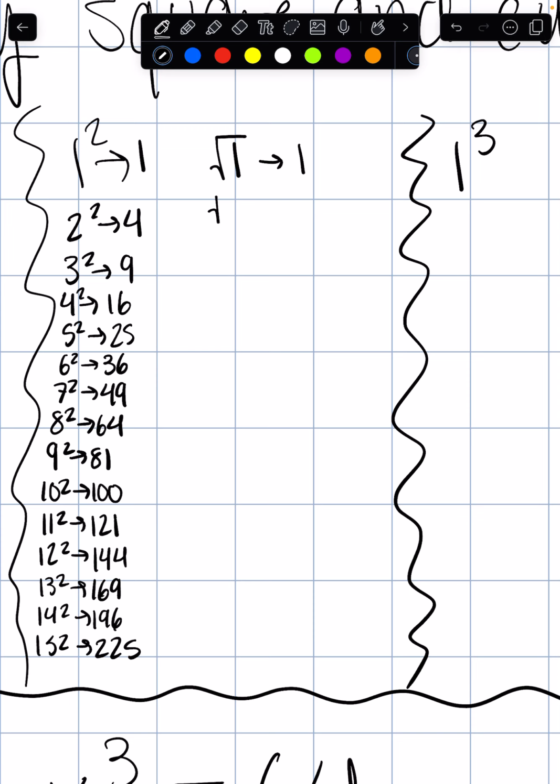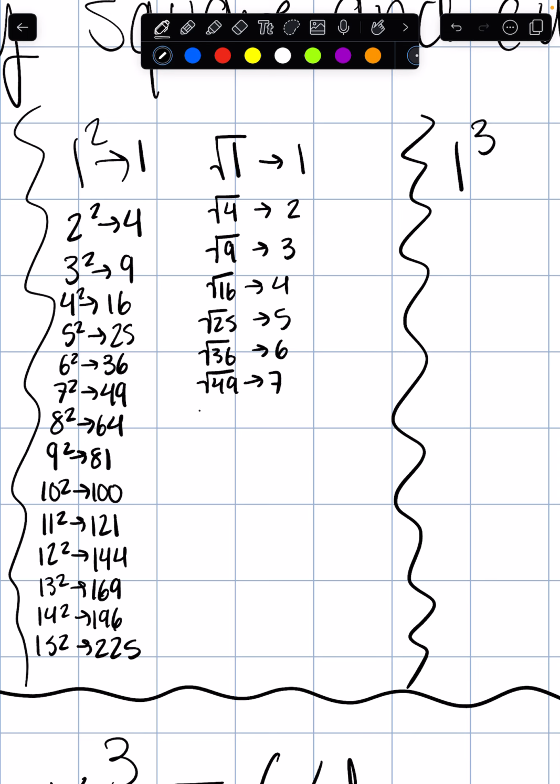Let me give another example. The square root of 4, well, that's going to be 2. The square root of 9 is 3. So you can kind of tell, my answers previously, when I square root those answers, I get what I originally squared. Okay, let's keep going. The square root of 16 is 4. The square root of 25 is 5. The square root of 36 is 6. Square root of 49 is 7. Square root of 64 is 8. The square root of 81 is 9.